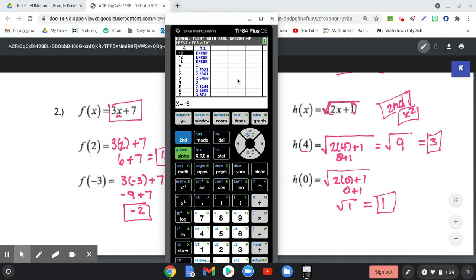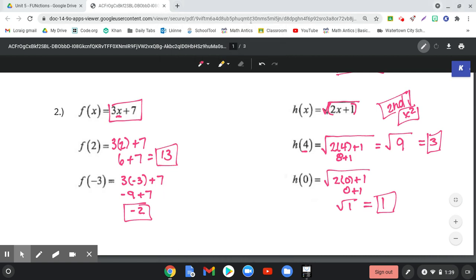All right, there's an error because you can't have the square root of a negative, but look at h of 0, 1, same thing we got. The other one was 4, we got 3, same thing we got. You could easily type it into the calculator and get those same answers and not have to go through showing all your work.